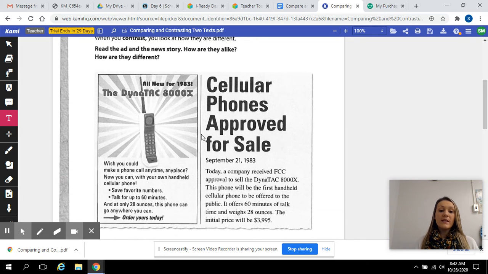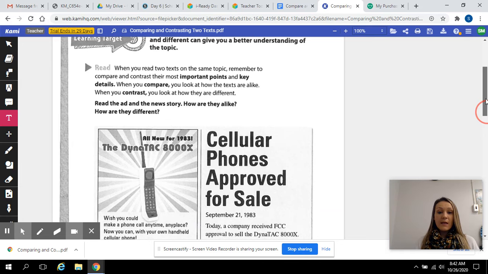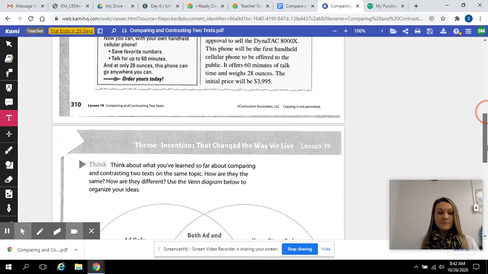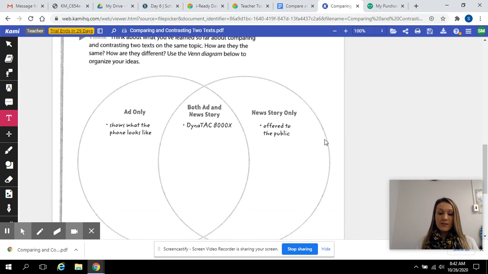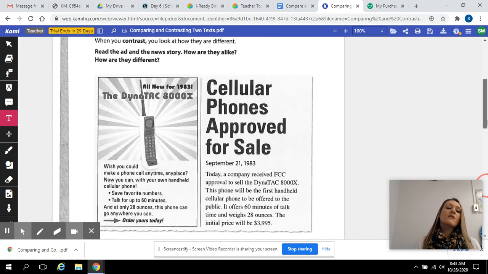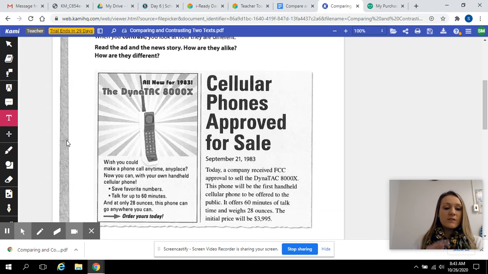So we will read these. We will read the ad and the newspaper article, and we will compare and contrast those, okay? So things that are on the ad, things that are on the news story, and things that are on both, okay? I'm going to identify one of each with you, and then you will have to find one more of each on your own, okay? So let's look at the ad first.